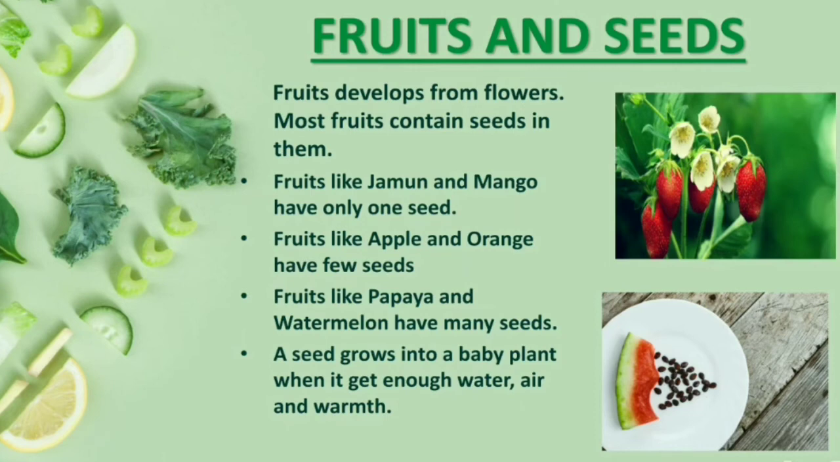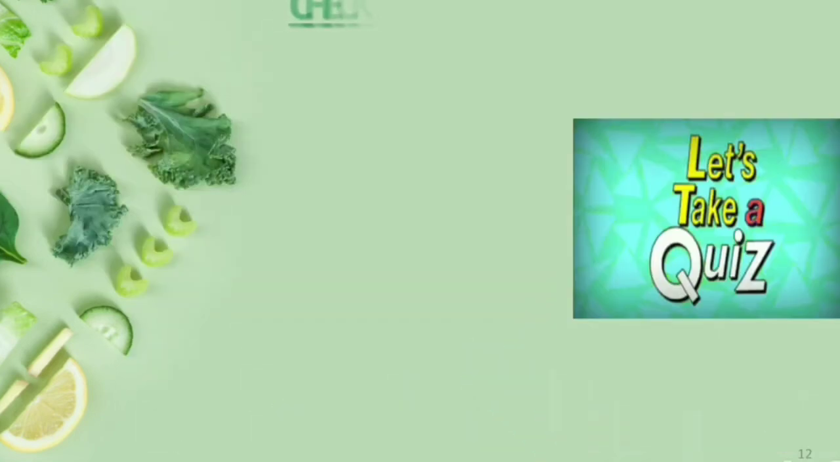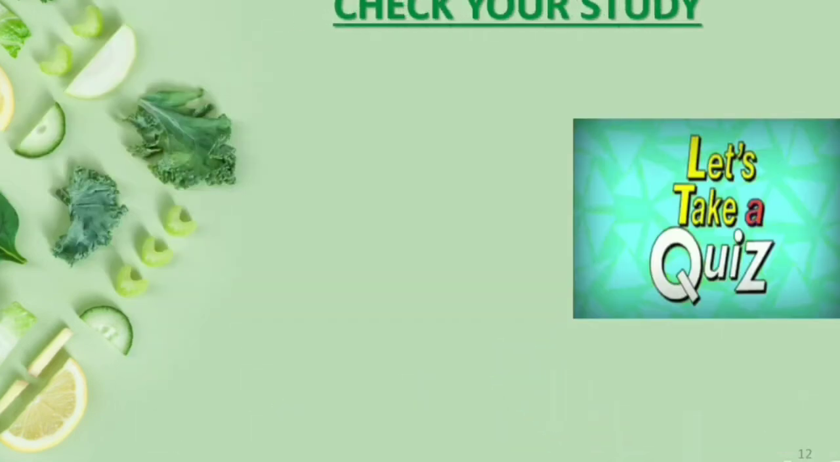A seed grows into a baby plant when it gets enough water, air and warmth. Now a seed grows into a plant only when it gets suitable conditions for growth. It gets the proper water, proper air and proper warmth, that is sunlight. Then only a seed converts into a plant. So this was the first chapter. Now it's time for the book exercise.